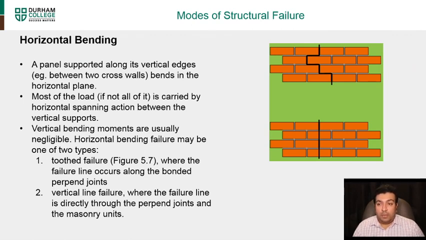So for horizontal bending, a panel supported along its vertical edges bends in a horizontal plane. Most of the load, if not all, is carried by the horizontal spanning between the vertical supports. Now there are two major kinds of failure; vertical bending moments are usually negligible. Horizontal bending failure may be one of two types: either toothed failure, meaning it happens where your bonds or joints are, so that's why it's called a toothed edge bend. Or a vertical failure line, where the failure line goes directly through the head joints of the masonry. So you go through all the joints and you have a bend there.